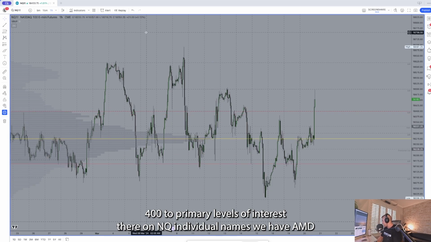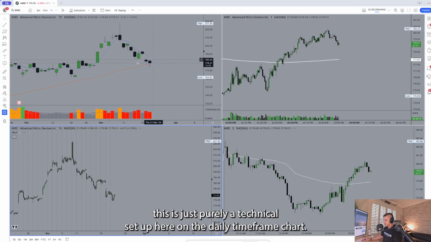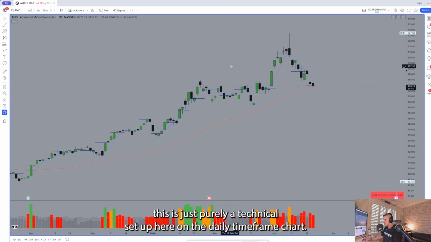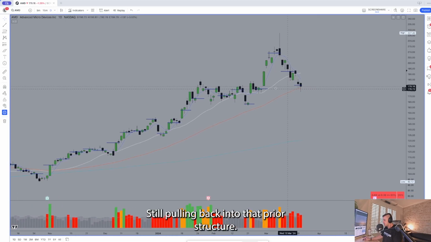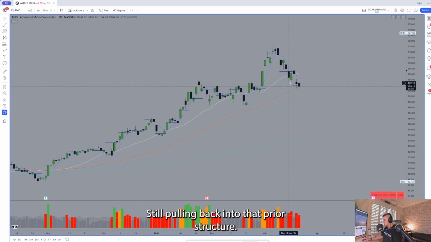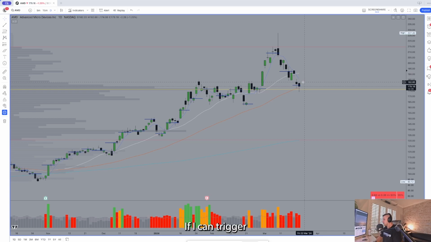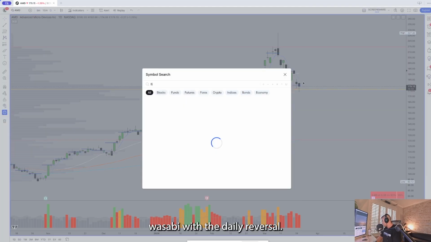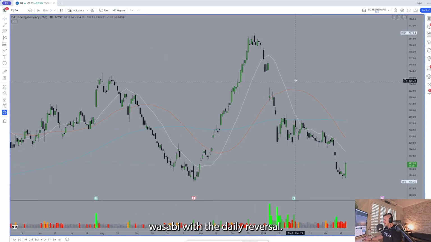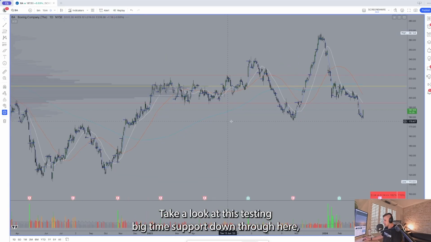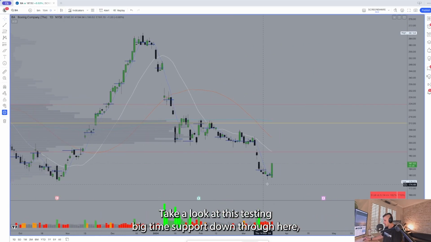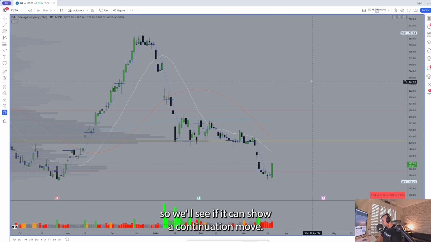Individual names, we have AMD. This is just purely a technical setup here on the daily time frame chart. Still pulling back into that prior structure, right? I would like to see some action up through today's high on AMD if it can trigger. We also have BA with the daily reversal. Take a look at this, testing big time support down through here. So we'll see if it can show a continuation move. Second day play tomorrow. That is a daily reversal trade.